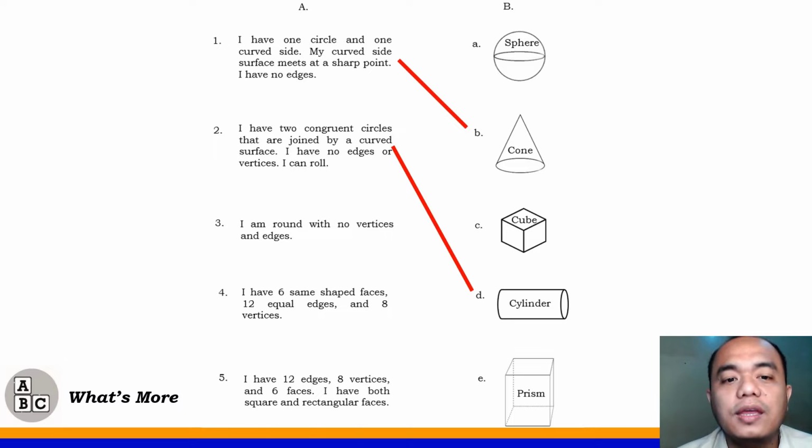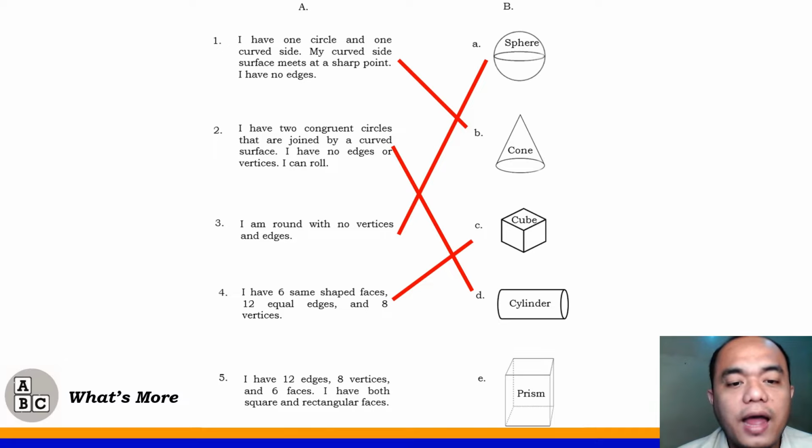So what do you think is the solid figure described in number 3? Yes, a sphere. Next, number 4. I have 6 same-shaped faces, 12 equal edges, and 8 vertices. So what is described in number 4? Yes, it's letter C, cube.